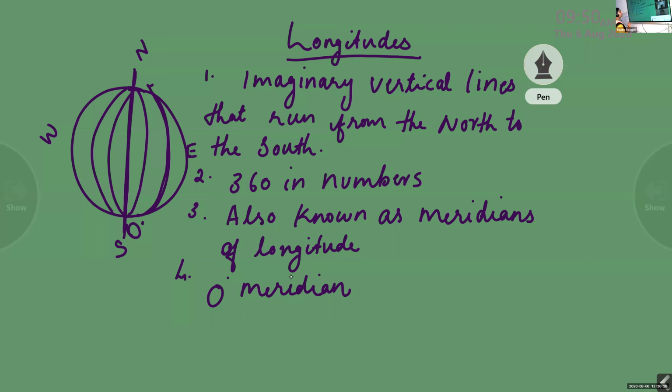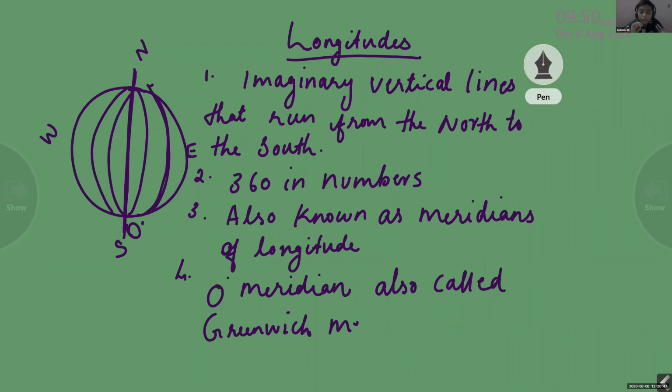Which one is the 0-degree meridian? The line passing through the middle of the earth. The 0-degree meridian is also called what? The prime meridian. One more name is there: the Greenwich meridian, because the place name is Greenwich.